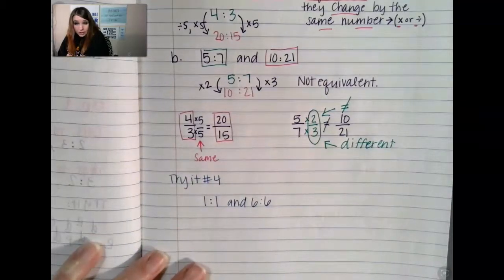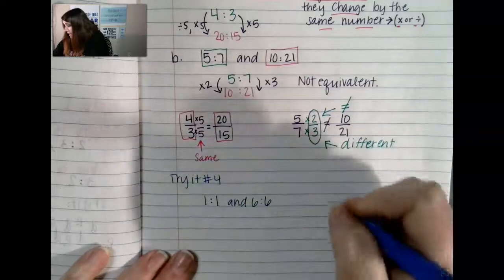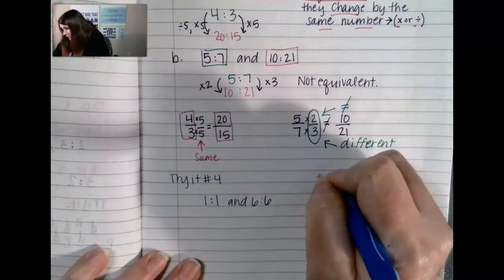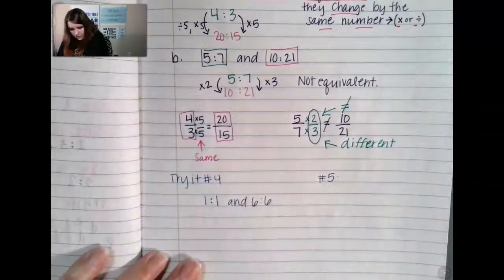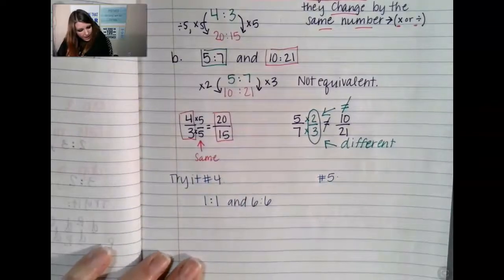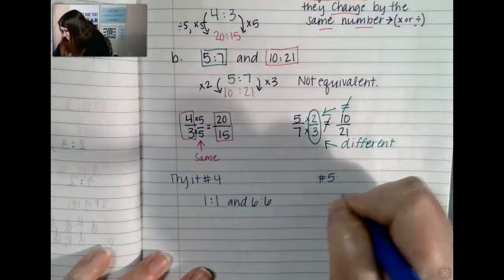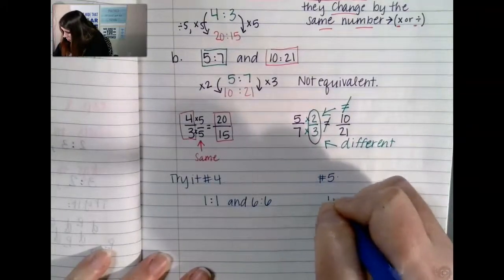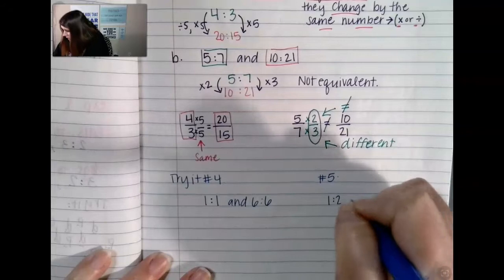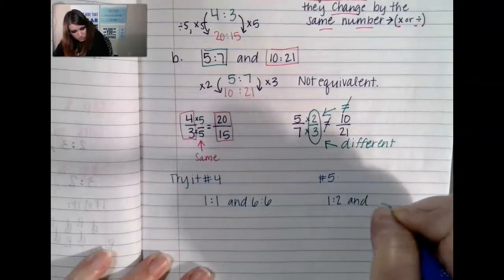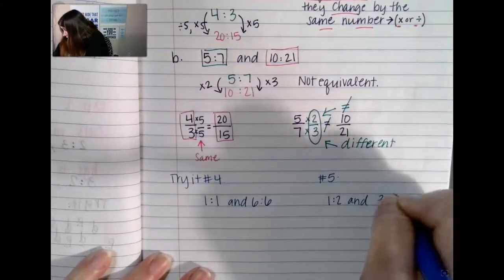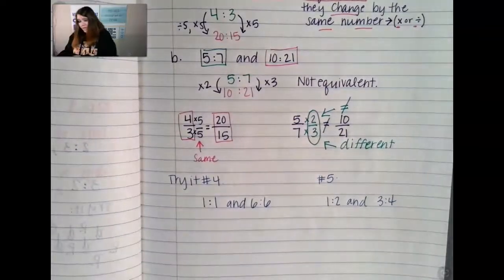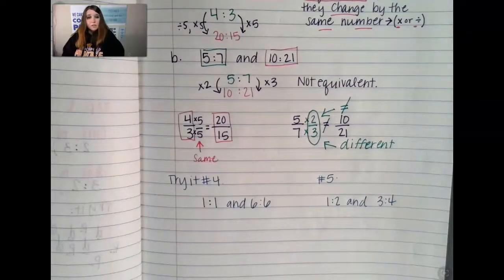I mean, you can probably look at it and see right away. I don't know why they gave you such a simple one to do on that one. Okay, and then try it number 5. 1 to 2 and 3 to 4. Are they equivalent? So hit pause right now so you don't hear me. And then when you're ready, go ahead and hit play again.